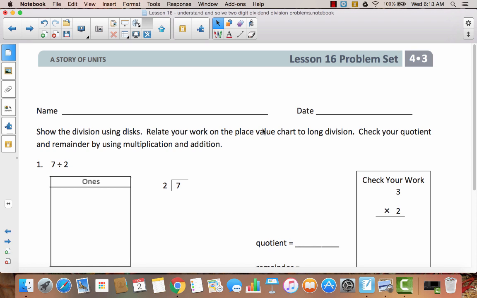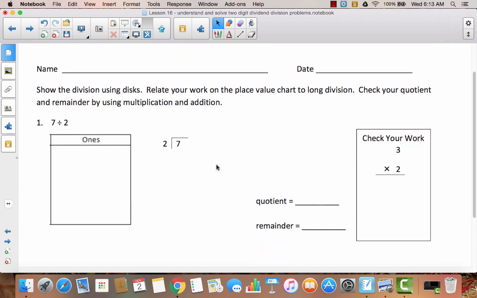The directions say, show the division using disc. Relate your work on the place value chart to long division. Check your quotient and remainder by using multiplication and addition. So let's take a look at our division problem. It says that we have 7, and these are ones, divided by 2.